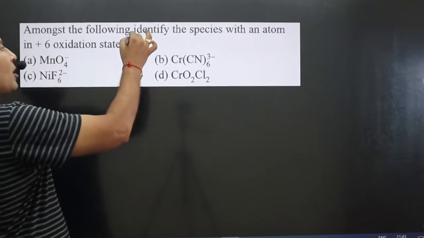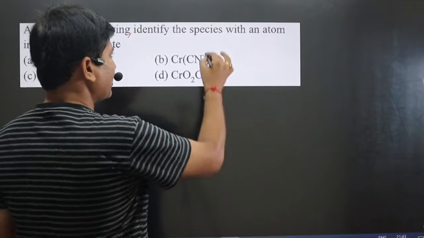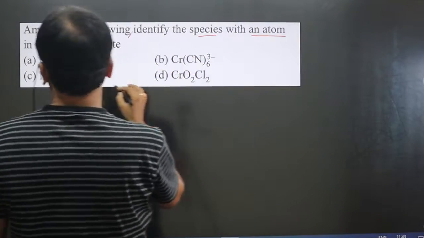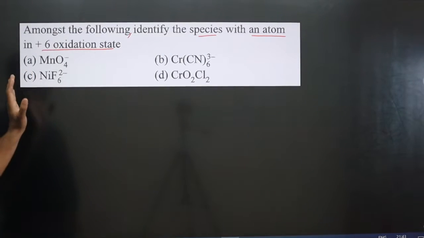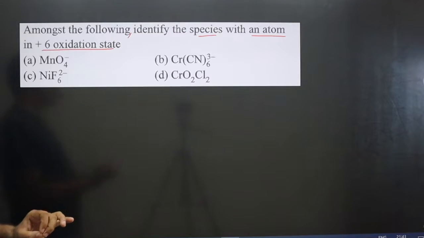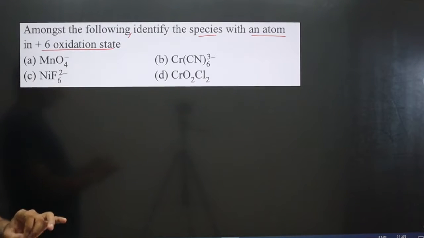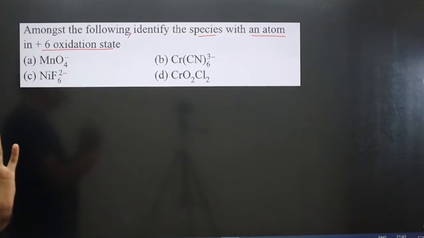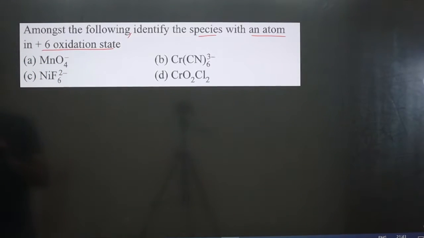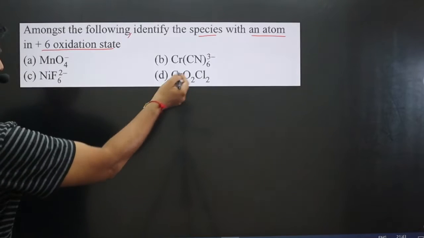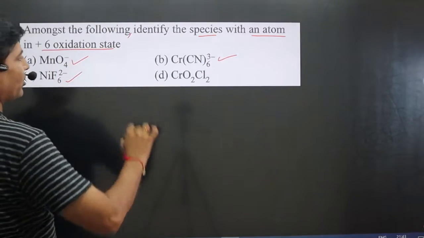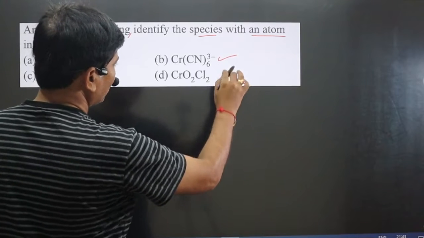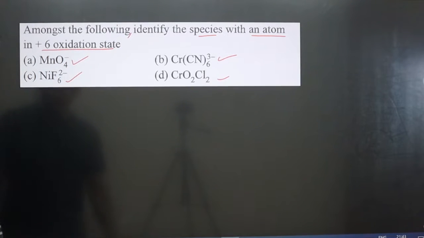Question says: among the following, identify the species with an atom in +6 oxidation state. In the given species, we have to identify in which species the central element is present in +6 oxidation number. Okay, let's calculate one by one. These are all polyatomic ions, and this last one is a neutral compound. No problem, we can calculate one by one.